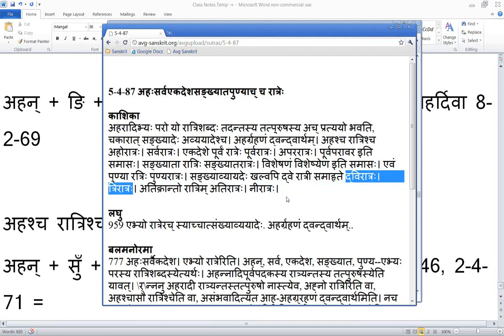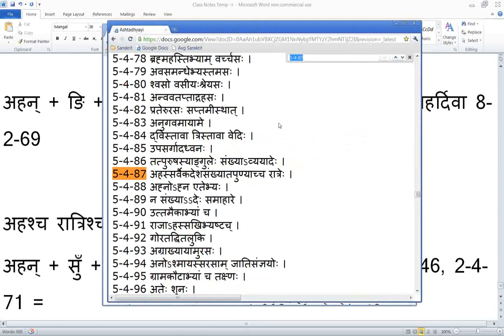Anyway, don't worry about all these compounds right now. Right now we only need one, which is Ahaha, Ahan. So for the time being, just focus on that one, 5.4.87. As I said to you, let me just confirm one more time that even though we said last time that in the Samasanta Prakarana we have only one sutram for Dvandva, right?